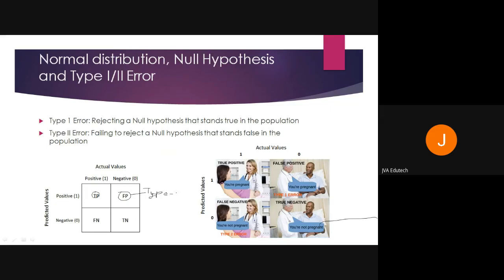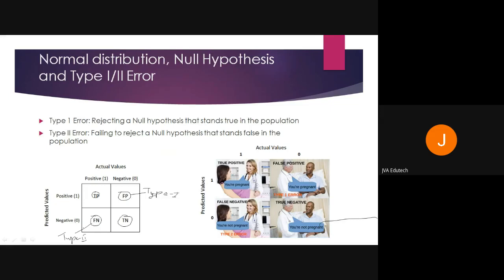Type 1 error or false positive means you have predicted something but that is not true in the population. Then if you were unable to predict something that stands true in the population, you have made a false negative, type 2 error. And when you have predicted something correctly as false in the population, that is known as true negative.